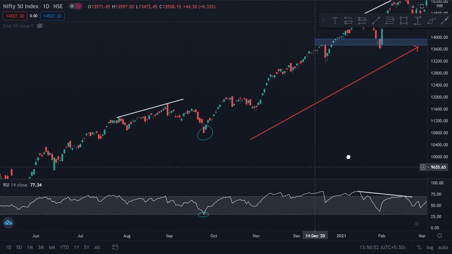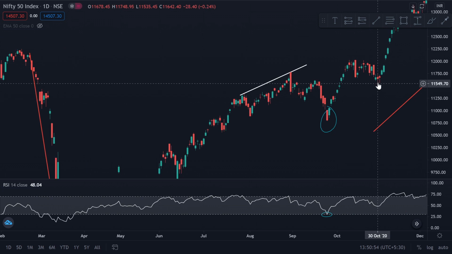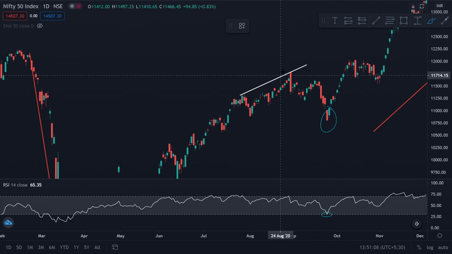Now another example right here, you have this in Nifty. This concept helps us because in a bull market, as I told you, the corrections are fast and furious. So this can protect you from those crashes.